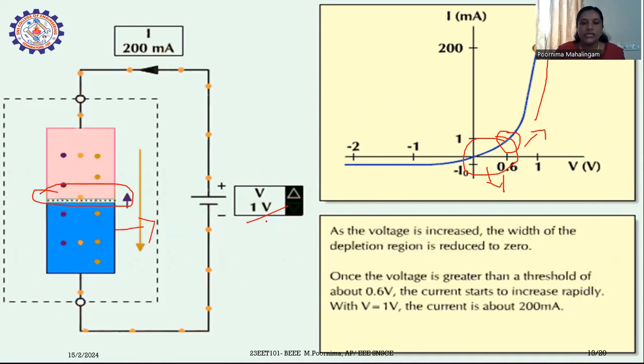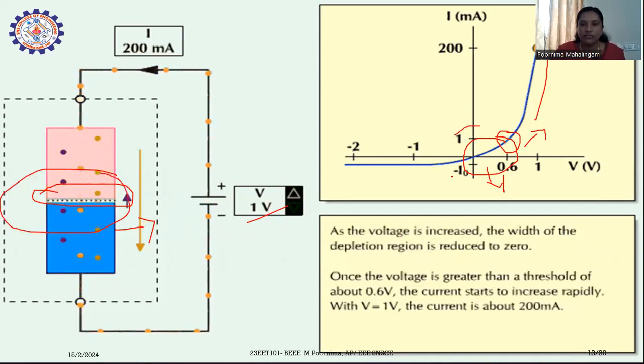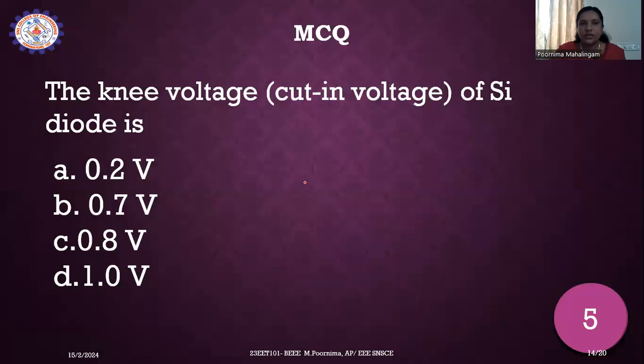In reverse bias, it is the opposite. Okay, here we can see the animation video. Before applying 0.6, if the depletion layer increases, there is no current flow. If the depletion layer decreases, there will be current flow.